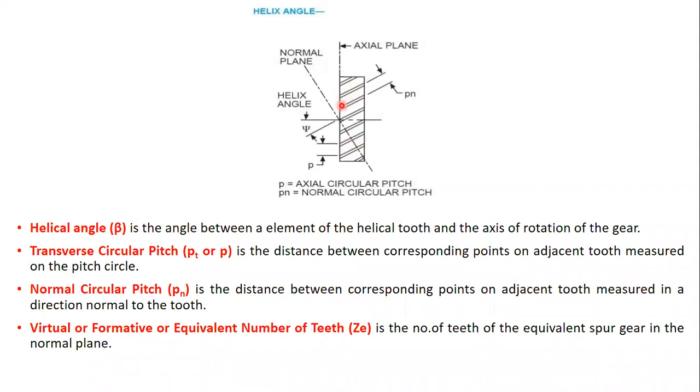And this is PN. PN is nothing but the normal circular pitch. It is the distance between the corresponding points on adjacent teeth, which is measured in the direction normal to the teeth. You need to measure the distance normal to the teeth, and that will be the distance between the corresponding points on the adjacent teeth. That is called the normal circular pitch.